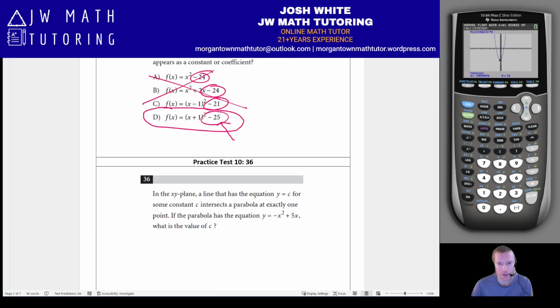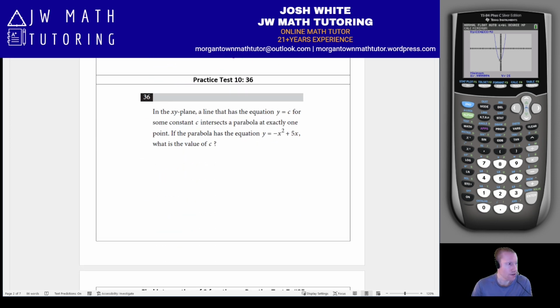All right, moving on to the next problem. This is from practice test 10, problem number 36. In this one, we're going to use basically the same idea, maximum or minimum value of a function. What happens here is you have a parabola, and you have a line that's intersecting it at only one point. The line is horizontal, it's y equals a number, and you want to know the value of that number. So all we have to do is graph the parabola, negative x squared plus 5x, a quadratic function.